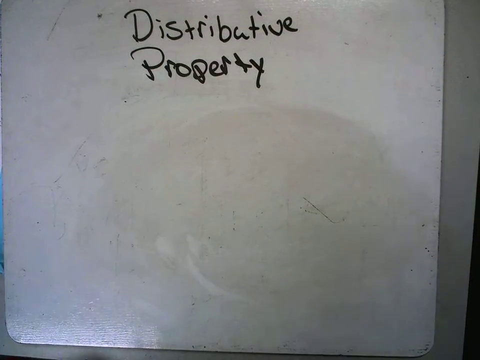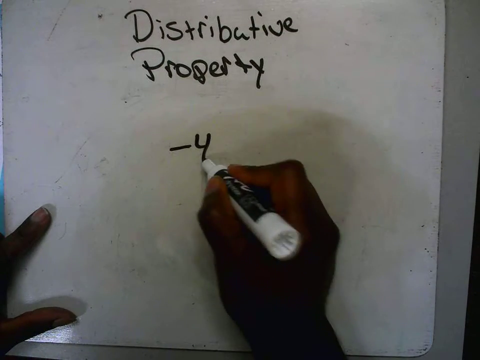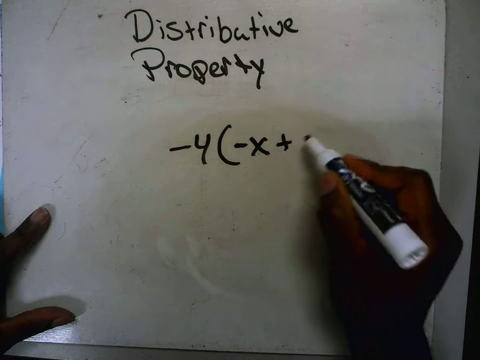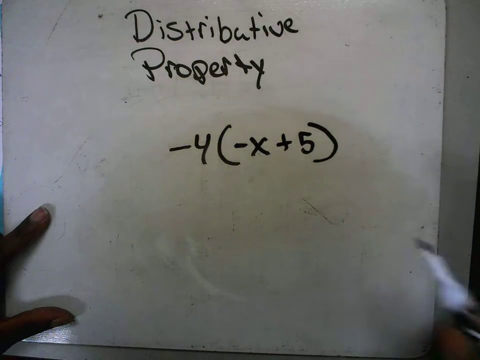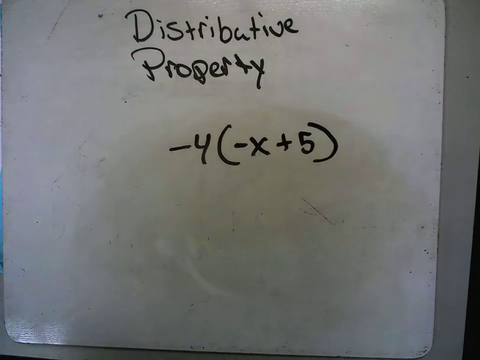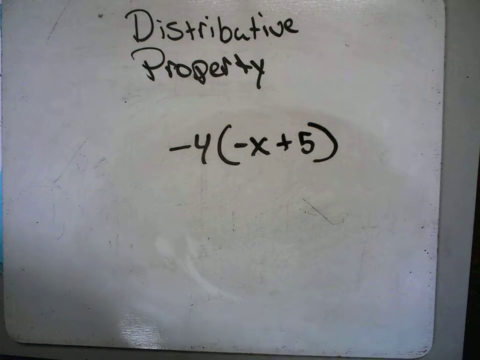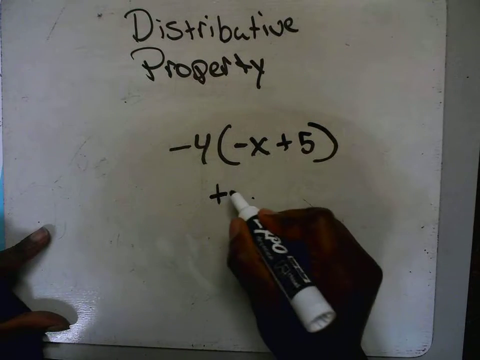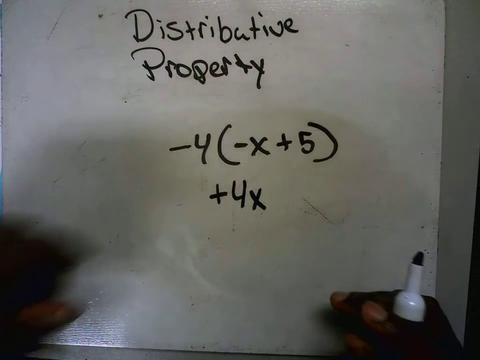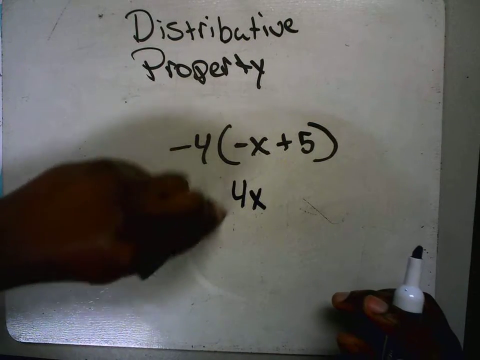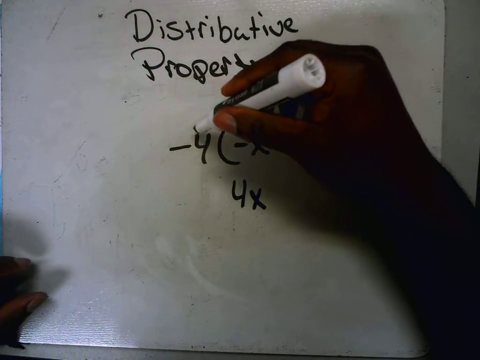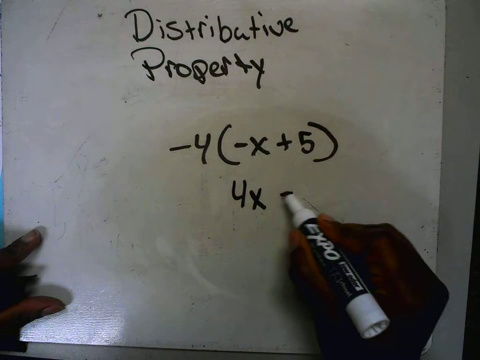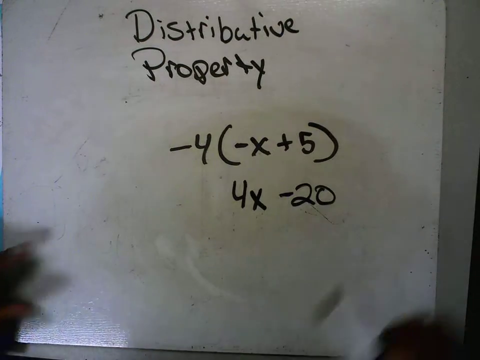Alright, let's do another one. Let's say we had negative 4 multiplied by negative x plus 5. As you can see, we're dealing with a negative number here. The first thing we're going to do is multiply that negative 4 by that negative x to get positive 4x. And we don't have to write that positive sign down. And then we're going to multiply this negative 4 times this positive 5. We're going to get negative 20.